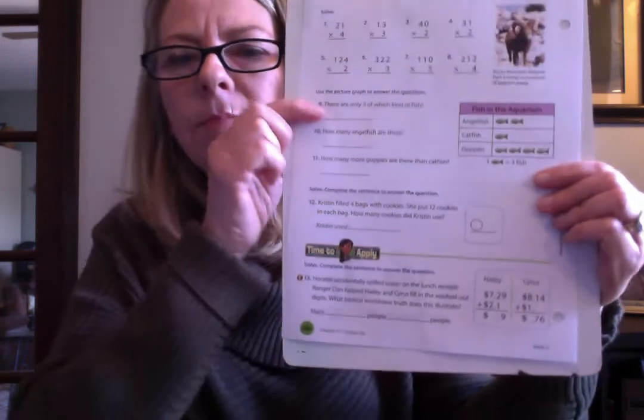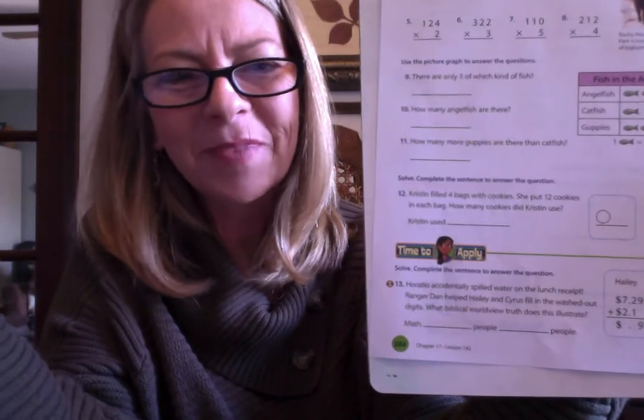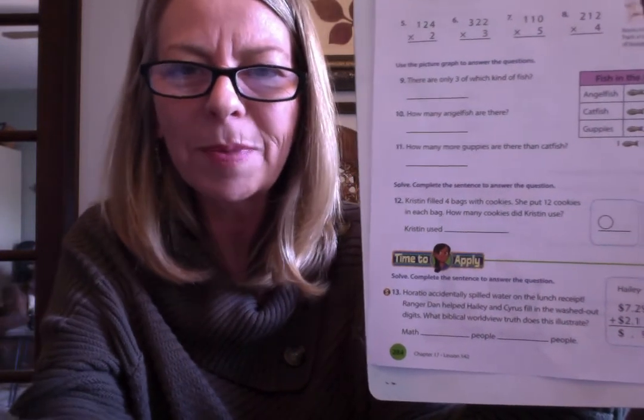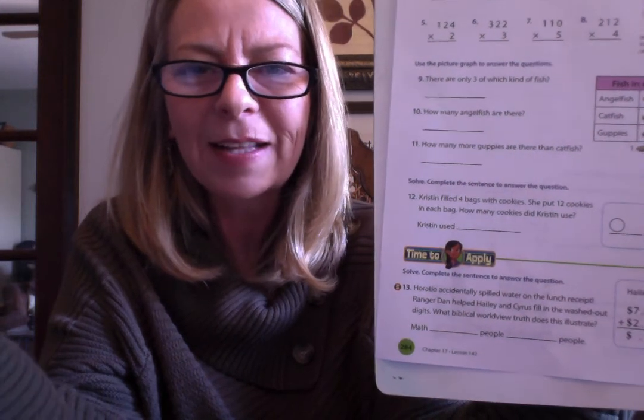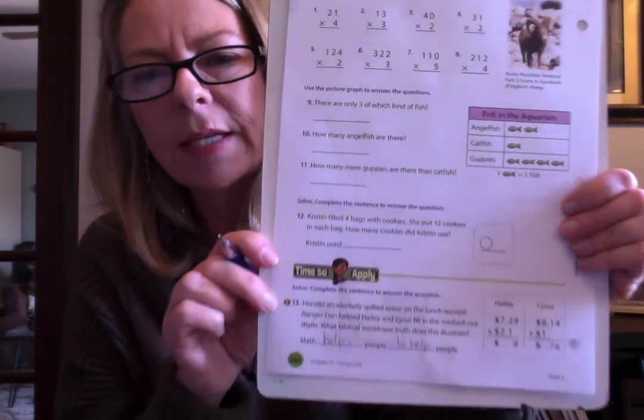This one, guys, we haven't talked about, but math helps us, it helps people to help other people. Okay, so when we're working at a store and we're giving change to people, that's helping people. When we're trying to figure out something mathematically, we can help people with that. So math helps people to help people. Okay, that's what we want for that last one. Okay, this page is on your own.